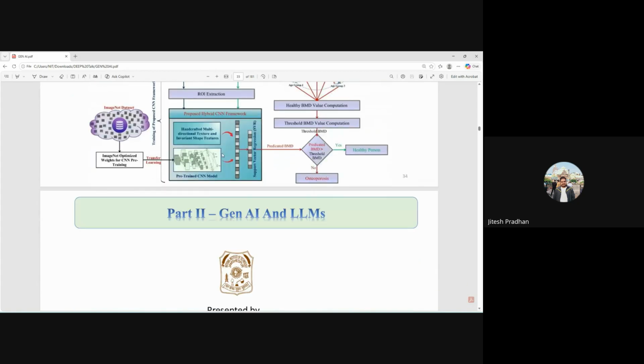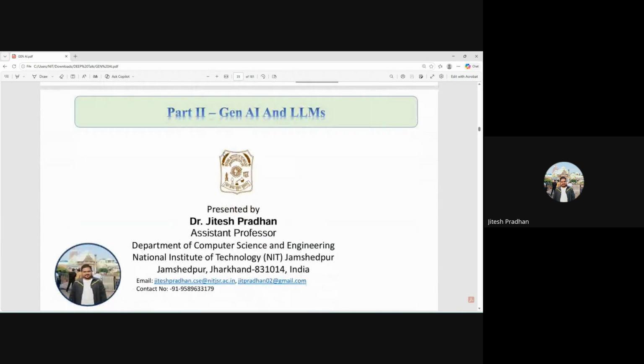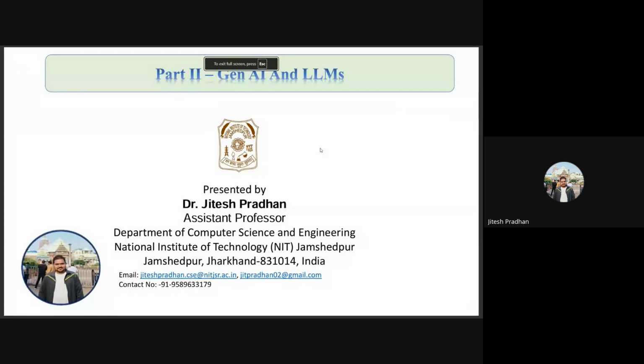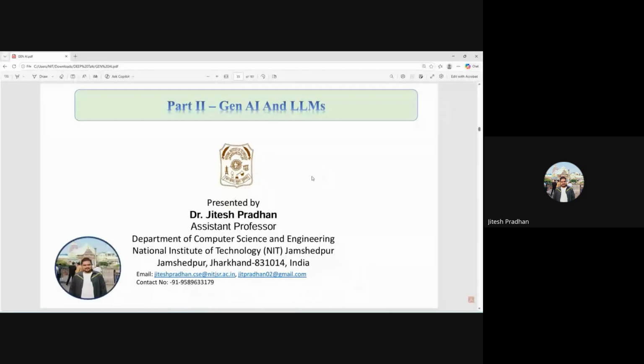Now let's discuss the second part, that is generative AI and large language models. Up to this part it is clear. If you have any doubt you can ask me. Okay, up to this portion it is clear.